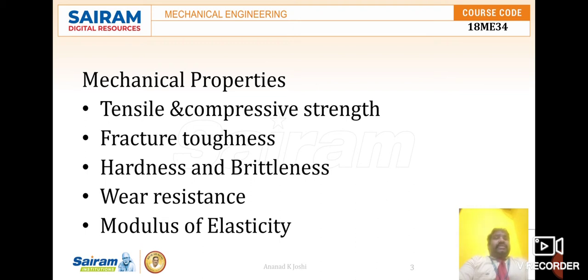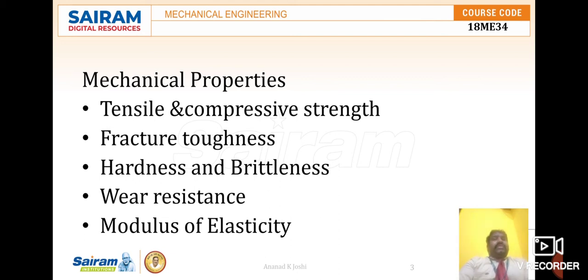So, next one is wear resistance. The extreme hardness of ceramic materials results in exceptional wear resistance, thereby making them ideal for making grinding and cutting tools.